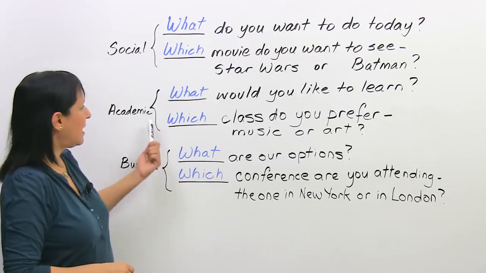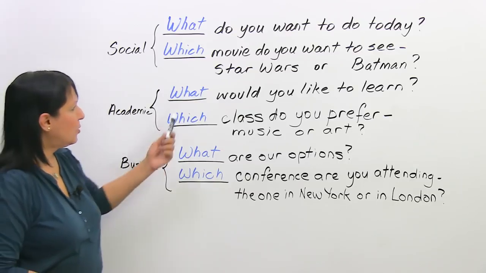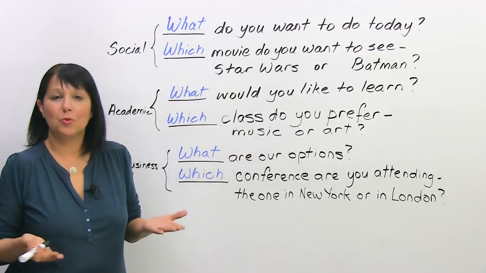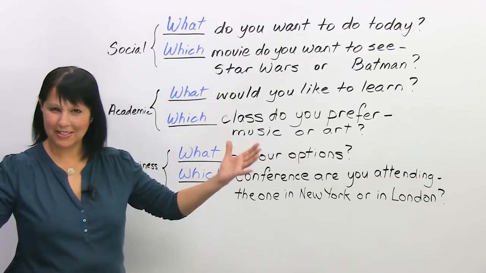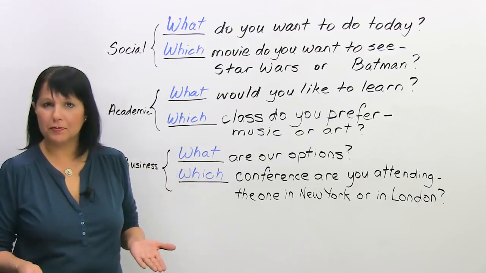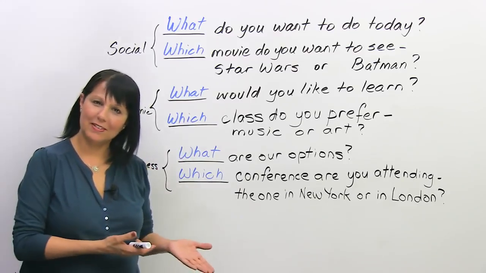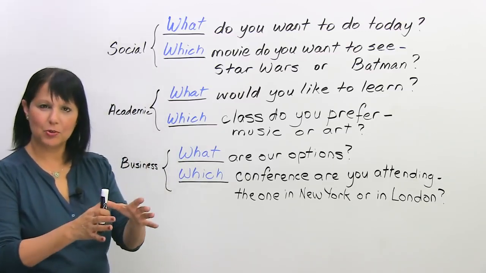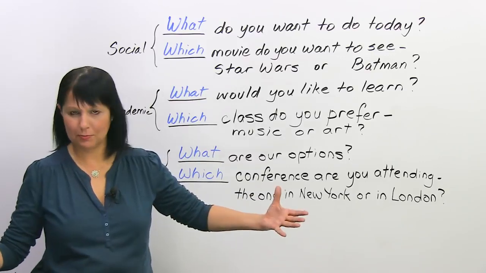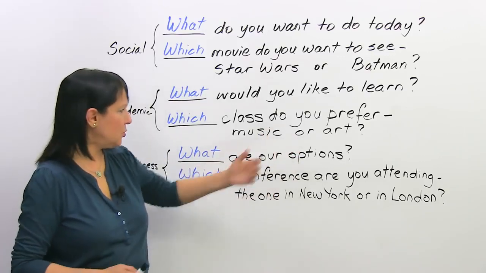All right. Academically, we could ask someone, what would you like to learn? Okay, out of all the subjects in the world, what would you like to learn? So very general, very broad. Or, which class do you prefer? Music or art? Now, of course, again, our choice is very limited between 2. Again, the choice might be between more, all right, but here it's 2.